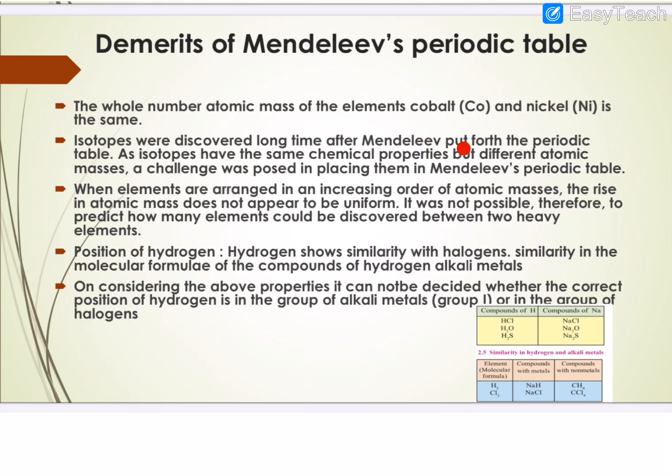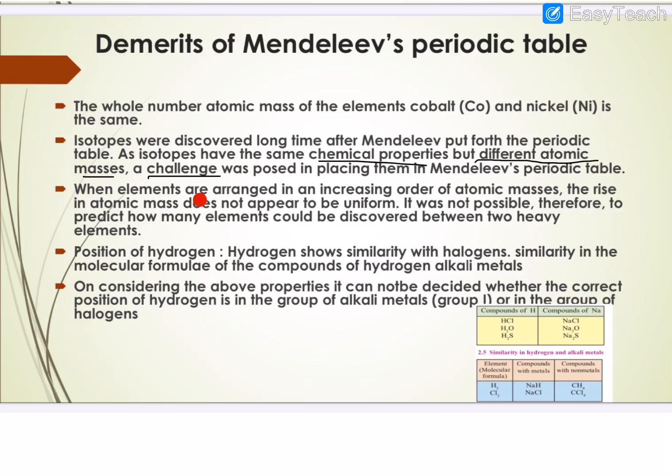Isotopes were discovered a long time after Mendeleev. So when isotopes were discovered later, they have the same chemical properties but different atomic masses. A challenge was posed in placing them in Mendeleev's periodic table. Mendeleev's periodic table was arranged on the basis of atomic mass, but isotopes have the same chemical properties and different atomic masses. So to give them a proper place in Mendeleev's periodic table, there was a challenge.